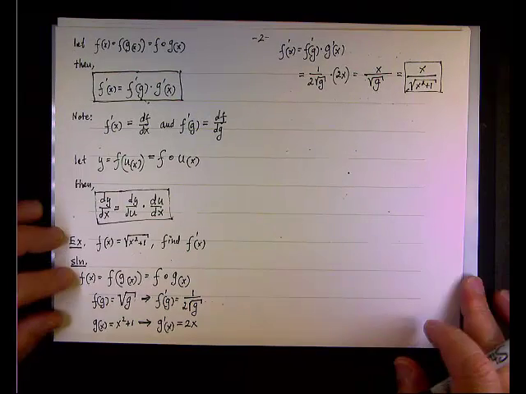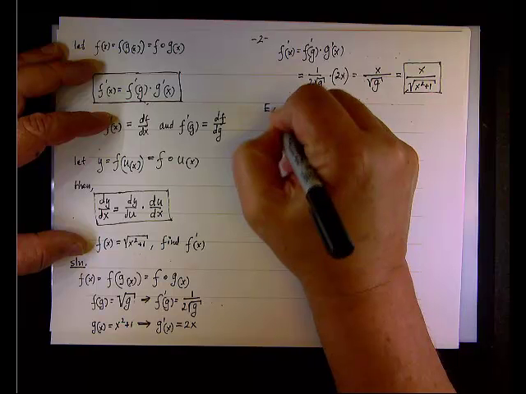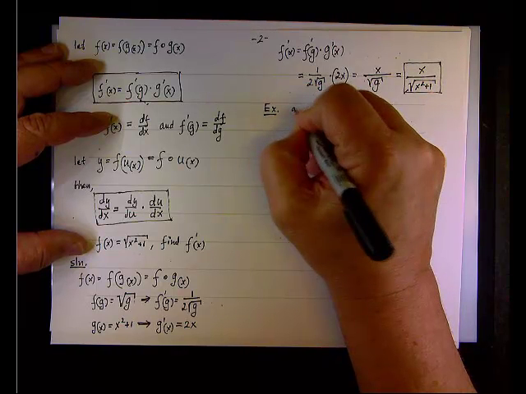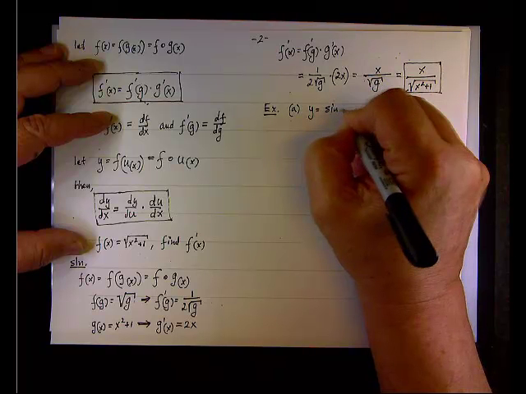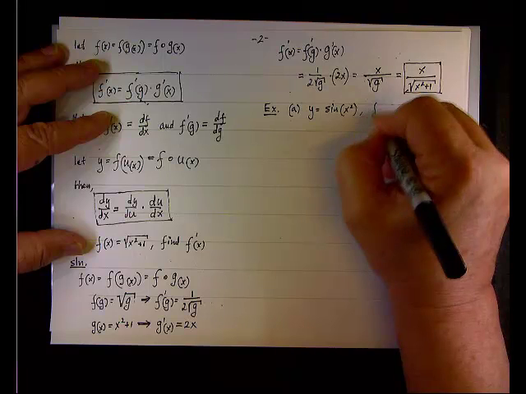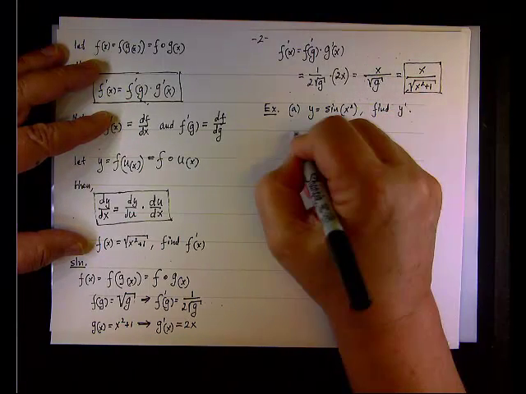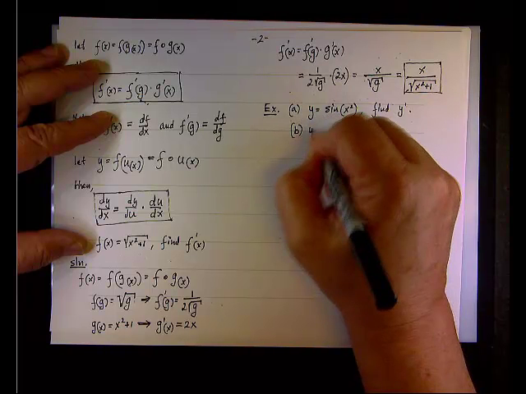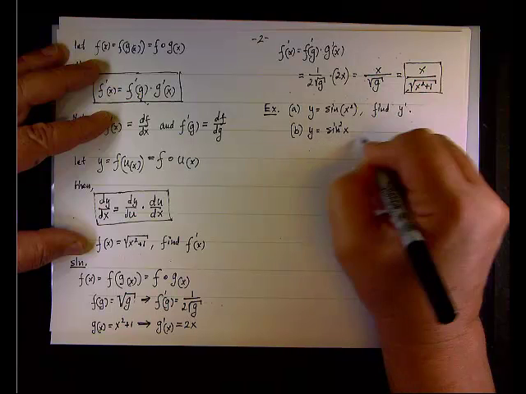So example 2 is going to look like this. In example 2 we'll have two functions. So we have part A, y equals sine of x squared. Okay? And we need to find y prime. And immediately we'll follow with y equals sine squared of x.